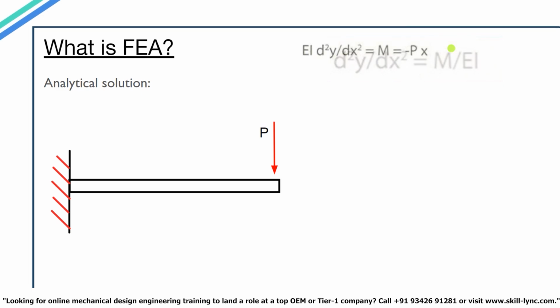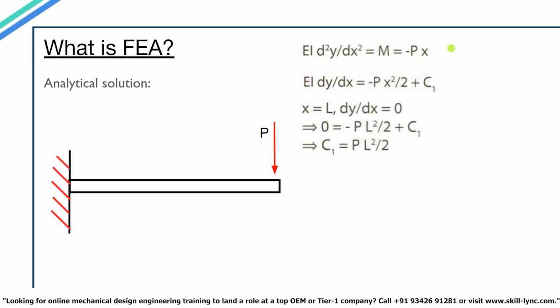So since we have the variable y in the second derivative form in the equation, we will have to integrate the equation 2 times to get the value of y. After the first integration, you will get something similar to this equation. You can get the value of the constant by putting some boundary conditions. In this case, dy/dx represents the slope of the beam. And since at the fixed end there is no deflection, we could input dy/dx as 0 at the fixed end of the beam to get the value of C1.